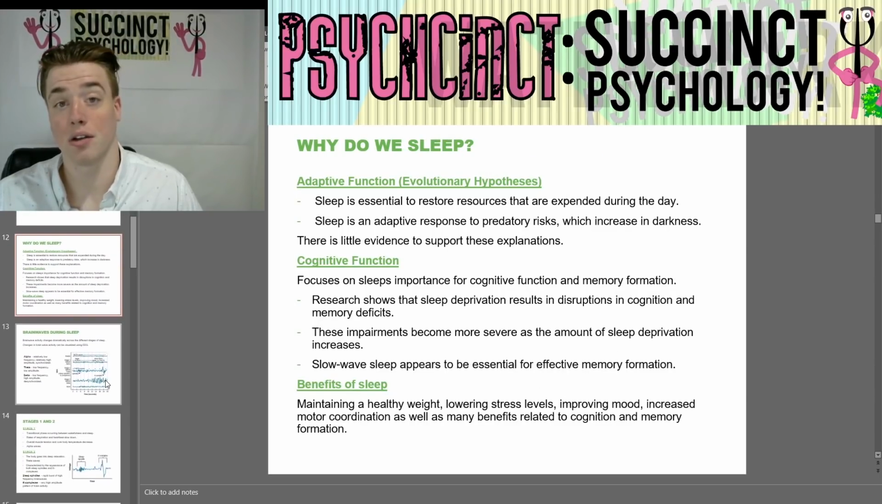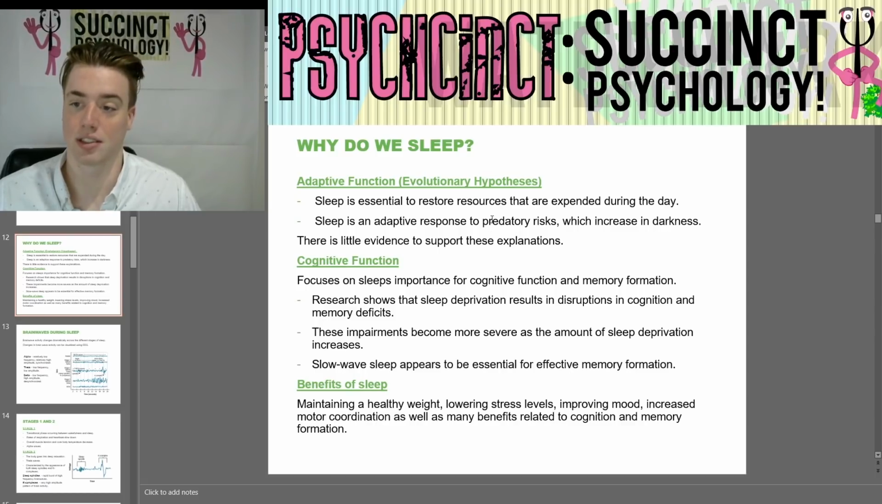Now, why do we sleep? So first off, we have sleeping as an adaptive function or an evolutionary hypothesis. So sleep is essential to restore resources that are expended during the day. And sleep is an adaptive response to predatory risk, which increases in darkness. But there's little evidence to support these explanations.